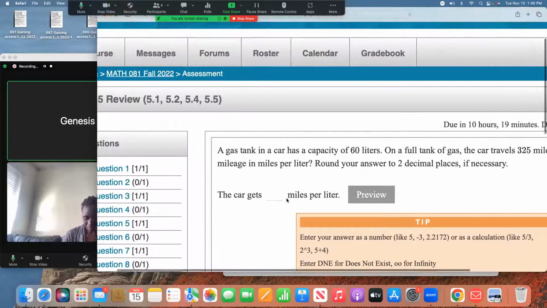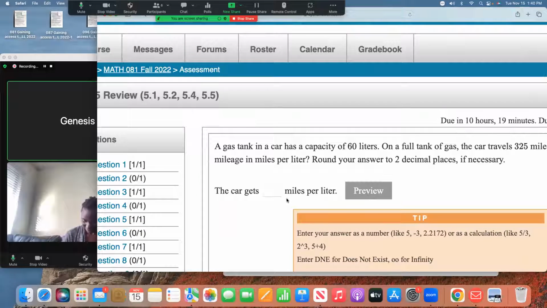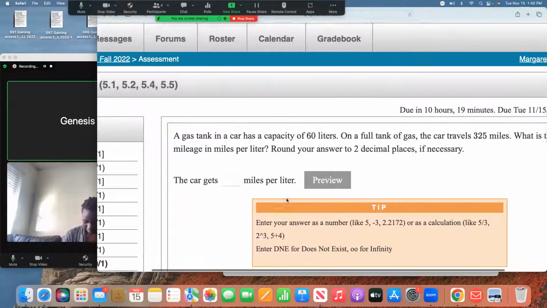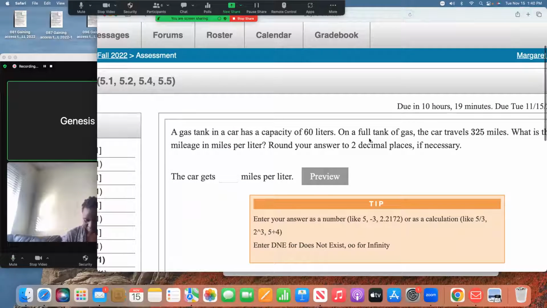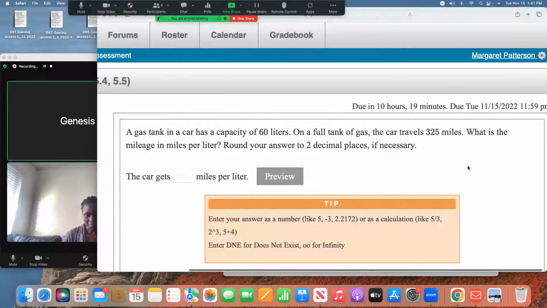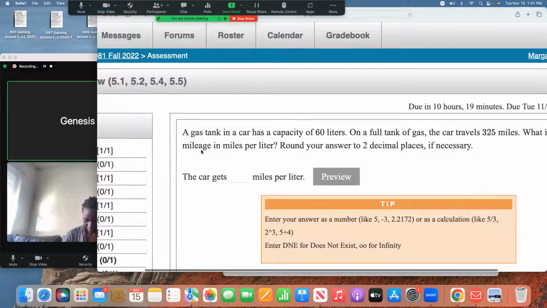Okay. So the gas tank can hold 60 liters. I'm going to write that down just in case I need it. On a full tank of gas, the car will travel 325 miles. Okay. So what is the mileage, miles per liter? Round to 2 places, which tells me it's not going to come out even.